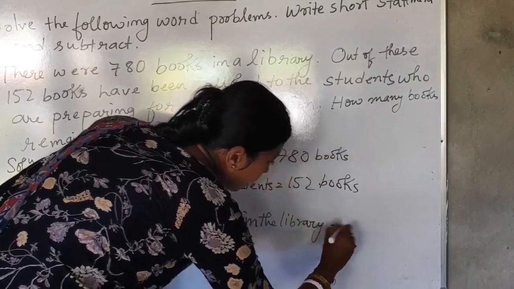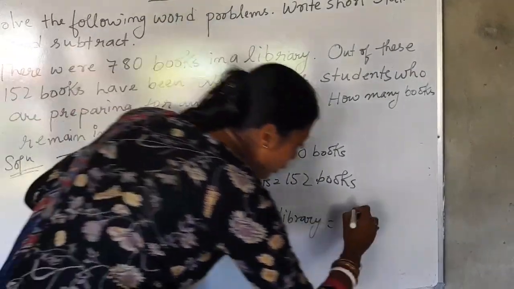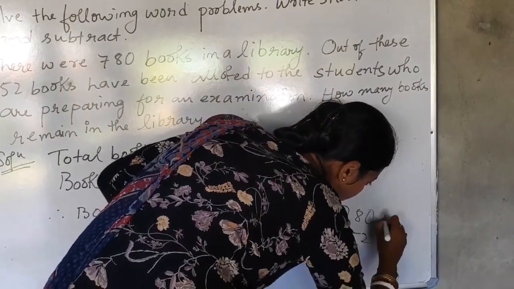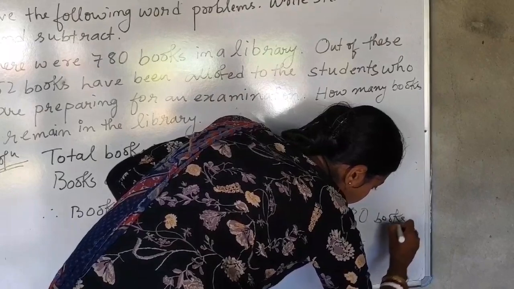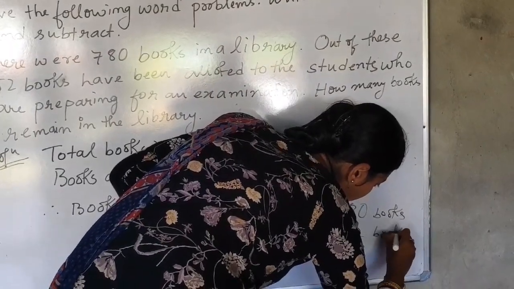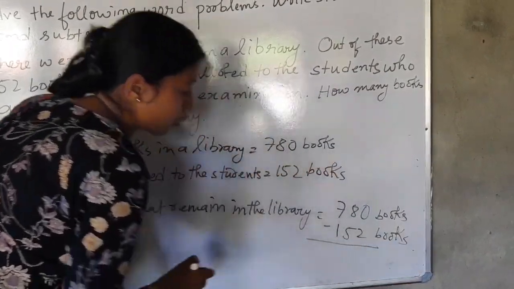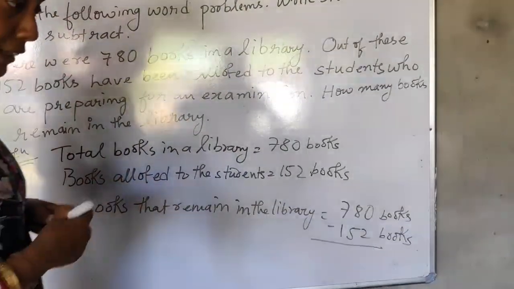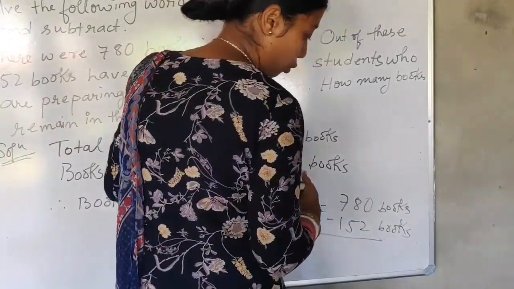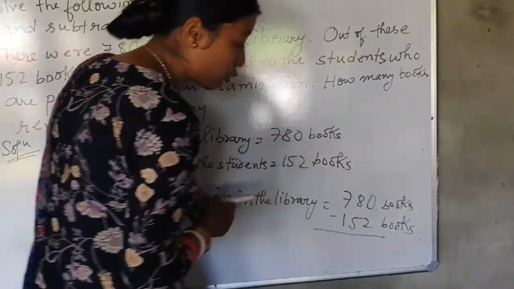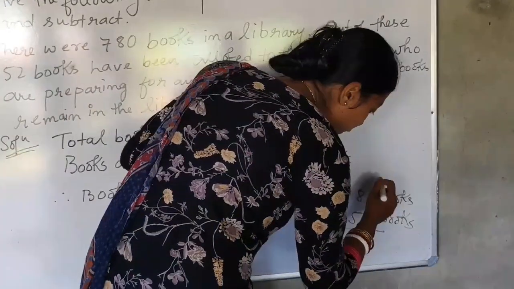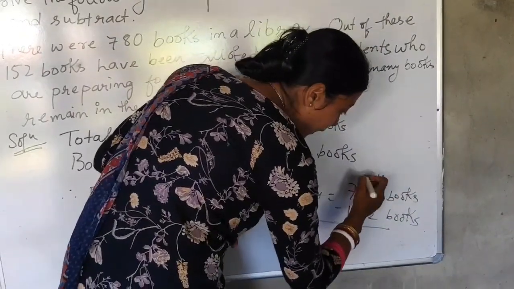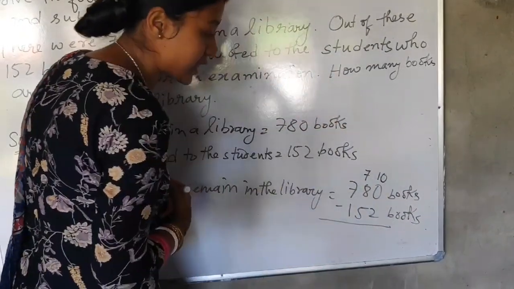What will we do? We will subtract these two. So you will write 780 minus 152. Okay, 780 minus 152. We will subtract it. Can we subtract 2 from 0? No. So what do we have to do? We have to regroup here. From the 8 tens, if you take 1 ten, it will become 10 ones. And from 8 we have taken 1 ten, that's why it will be 7 tens.